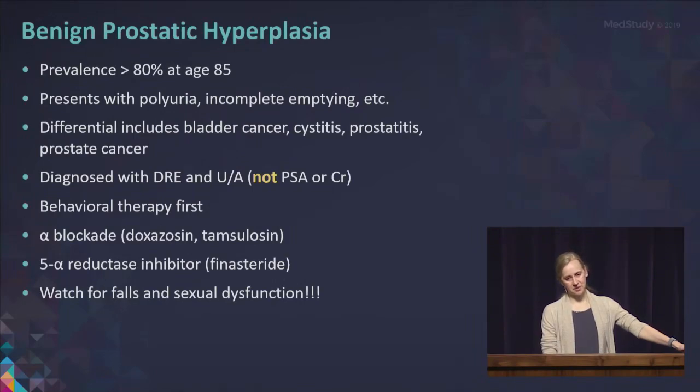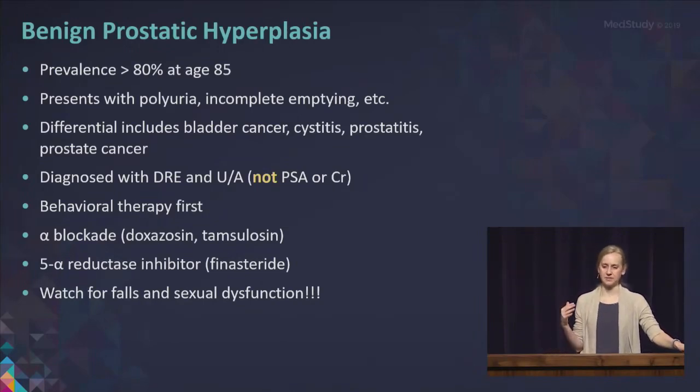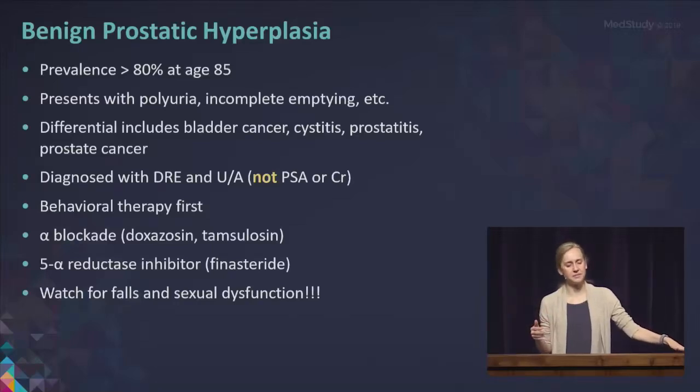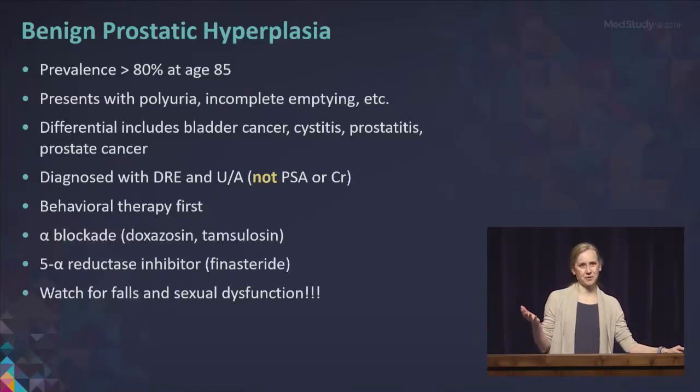Benign prostatic hypertrophy, so hyperplasia. Over 80% of men over age 85 will have BPH. It usually presents with these classic lower urinary symptoms: polyuria, incomplete emptying, nocturia, right? One of the main things that we can measure to see if our medicines are working or not is how many times the patient has to get up at night to urinate.